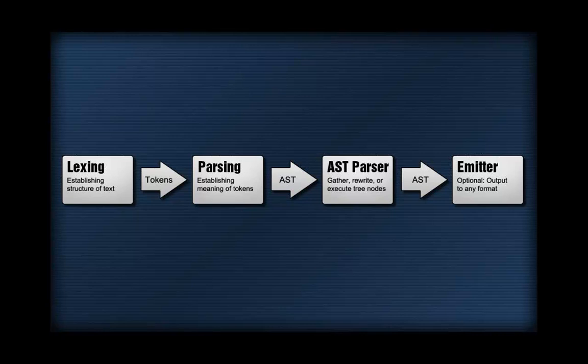Then the parser takes that stream of tokens and establishes meaning. So it actually takes all those individual words, looks at them and their relationship to each other, and identifies parts of the grammar or the parts of the language that you are trying to express, and it gives those meaning. The output of a parser isn't necessarily going to be an AST, but in a lot of cases it is. An AST is called an abstract syntax tree.